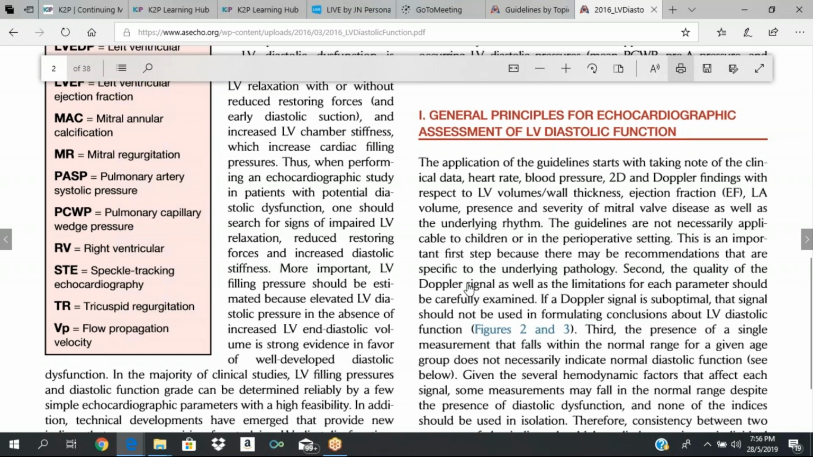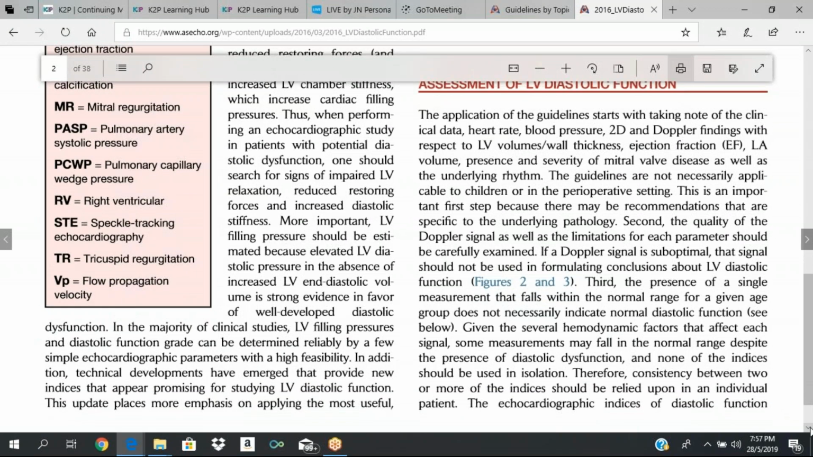Second, the quality of the Doppler signal, as well as the limitations for each parameter, should be carefully examined. So you have to do it properly, because if you don't, you're going to use your faulty assessment to assess the patient. If a Doppler signal is suboptimal, the signal should not be used in formulating conclusions about LV diastolic function. So do not use it if it's not accurate. So you need to know what an accurate Doppler signal should look like and how to do it.